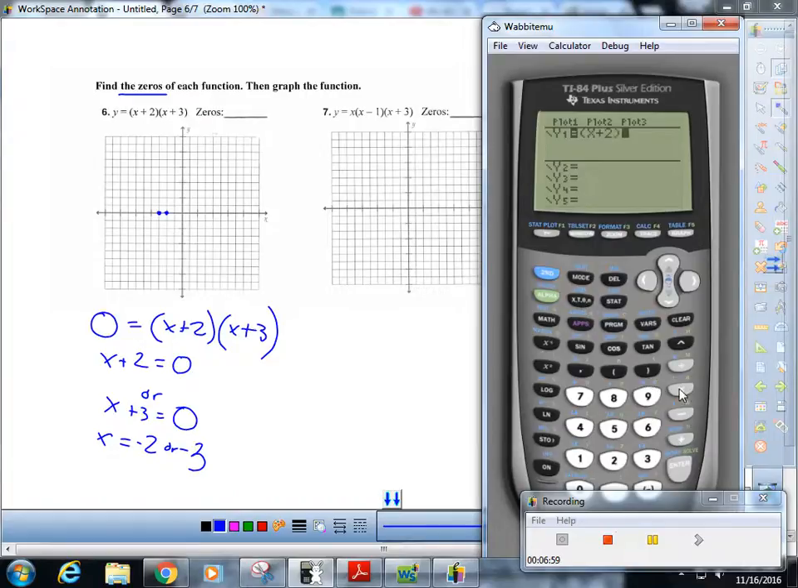Close them. Times, parentheses, x plus 3. I don't know if you need that times. I assume you do. Close it. Graph it. Go zoom 6 to my window. Good, that's what it looks like. So now I just plot it.